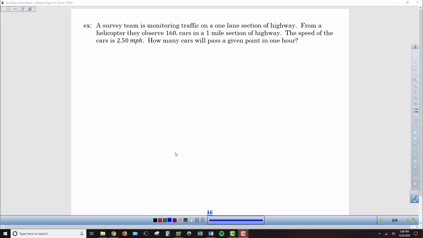So our first example ties those three variables together. So we have a survey team that's monitoring traffic on a one-lane section of highway. And from the helicopter we observed that we've got 160 cars in a 1 mile section, and the speed of the cars is a very slow 2.5 miles per hour. So we want to know how many cars are going to pass by a given point in 1 hour. So we're just solving for the capacity. So how many cars can be delivered past a certain point under these conditions.